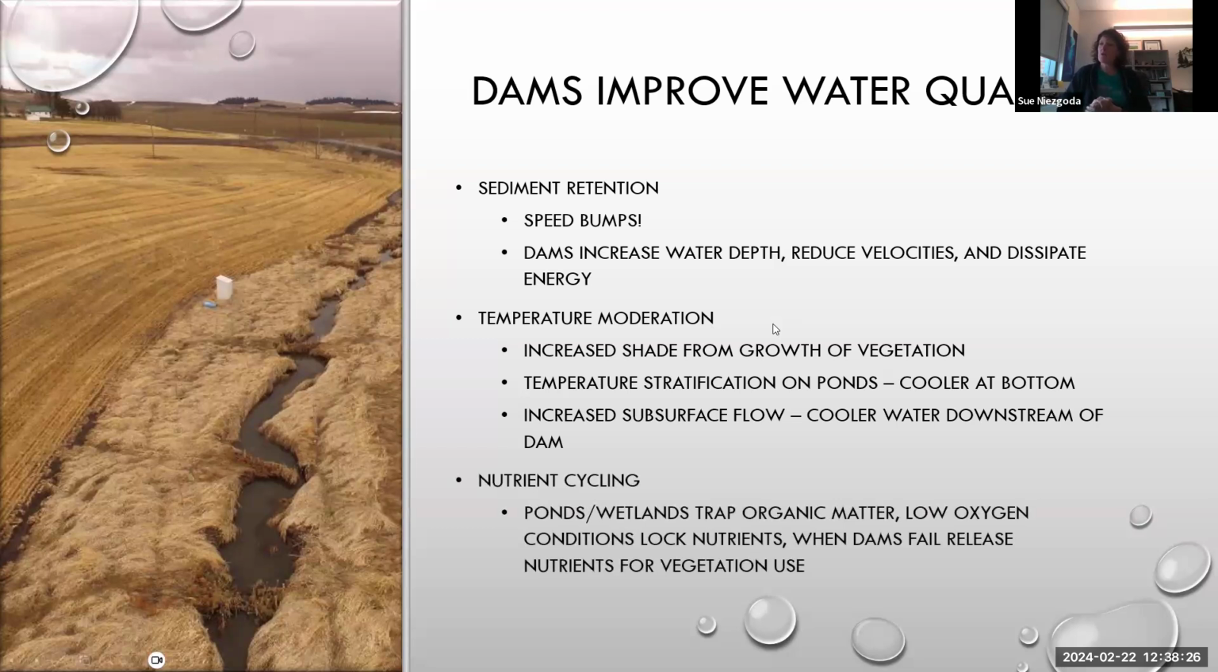Right. They also can trap, in addition to the sediment, allow for the settling out of nutrients such as phosphorus and nitrogen and the like, and they trap organic matter. And then ultimately the local vegetation can uptake those nutrients rather than having them transported downstream and creating algae blooms and the like.